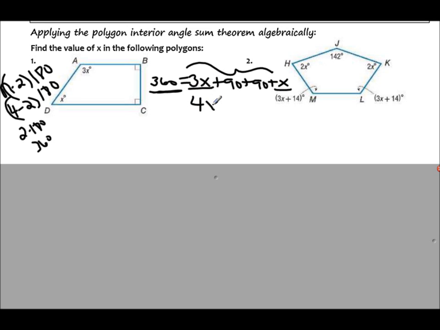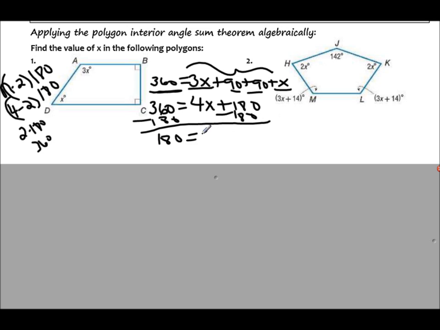3x plus x is 4x. 90 plus 90 is 180. And all that equals 360. Subtract 180 from 360, and you get 180. That equals 4x. You're going to take 180, divide by 4. So you get x is 45.